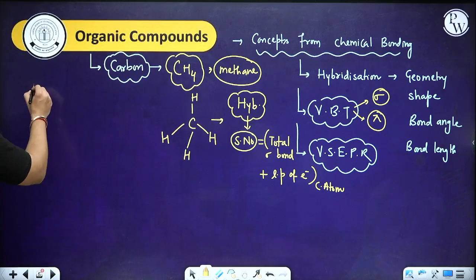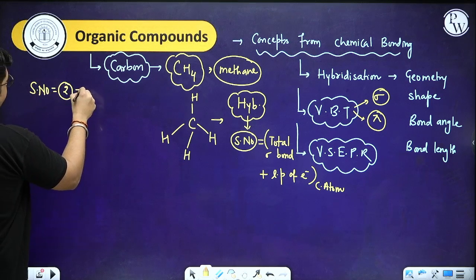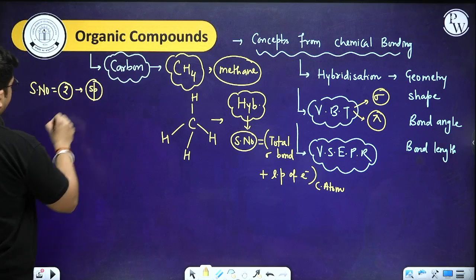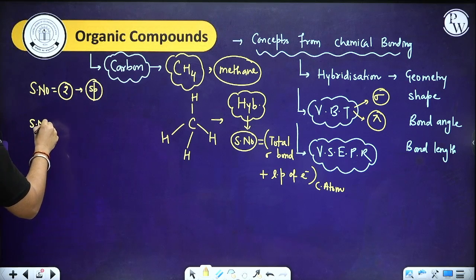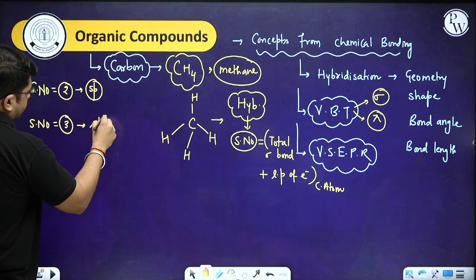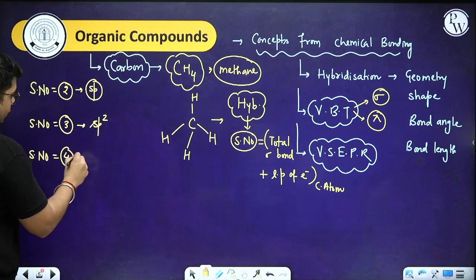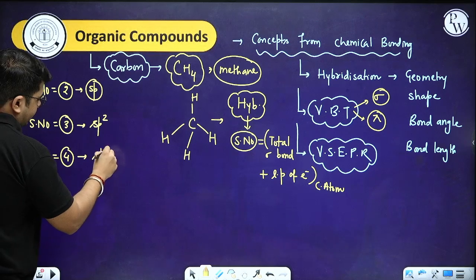So if the steric number is, let's say, 2, it means its hybridization will be sp. If this steric number is 3, its hybridization will be sp2. If this steric number is actually 4, hybridization will be sp3.